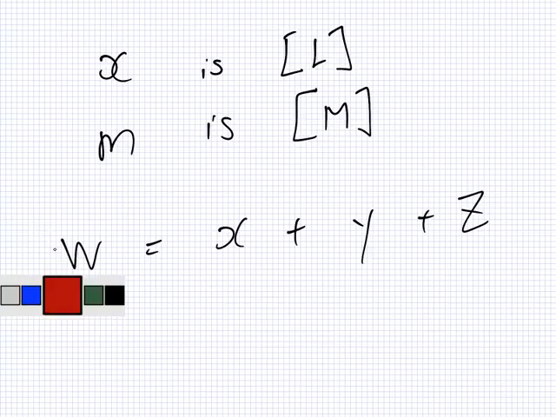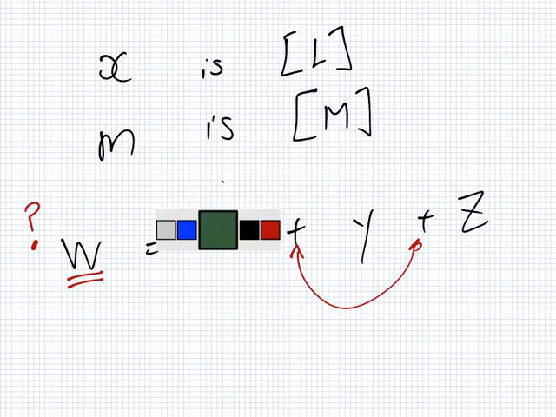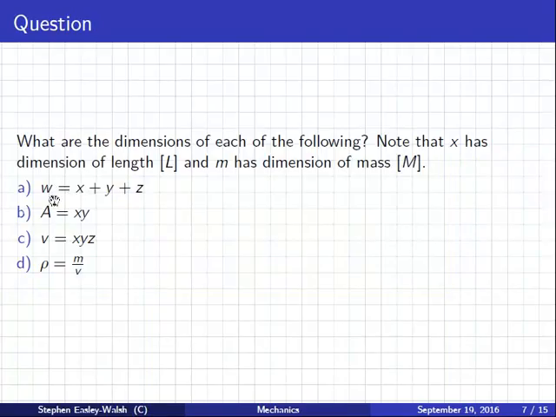So I was wondering if anyone has any ideas. Yeah, but why length? Because we can only add the same unit. That's it. Because I'm adding here, these must be the same. Now we know that x measures length, so that means this must also be length, and this must also be length. Therefore, this has to be length. So we know for the first one the answer is length.